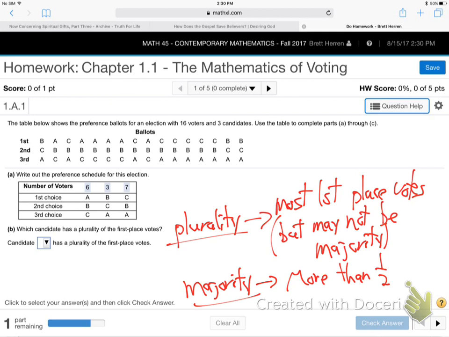He did not get a majority, but he did get a plurality. Plurality means he got more than anybody else, but he didn't get more than half. Does that make sense? So watch out. They'll use those words and they mean what they say. You got to be kind of careful.